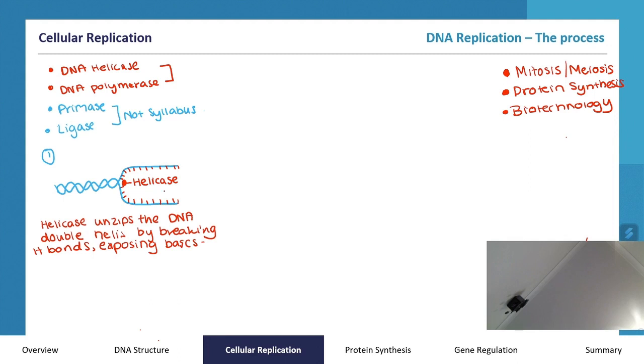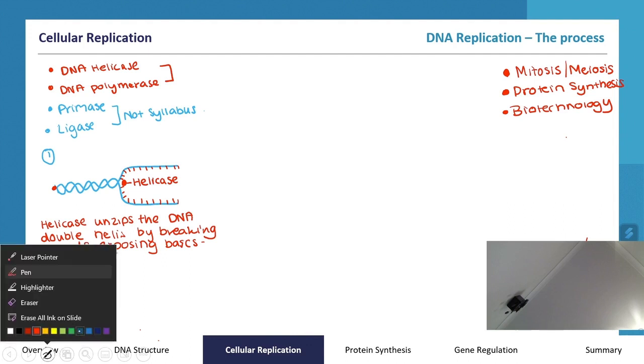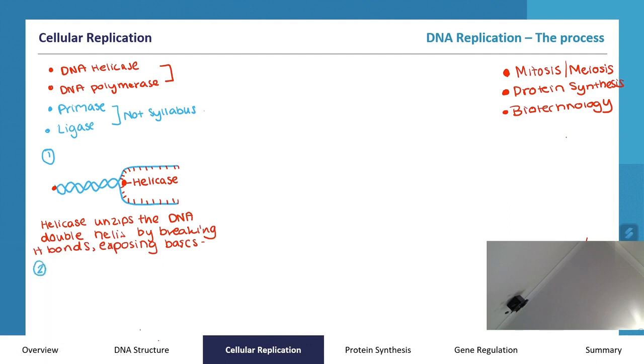Helicase will then continue to unwrap the DNA strand until it gets to the end of the gene. And then we move on to step 2. Step 2 starts to happen while helicase is unzipping, by the way. This is all happening at once. Primase will lay down RNA primers to the strands that are being copied.